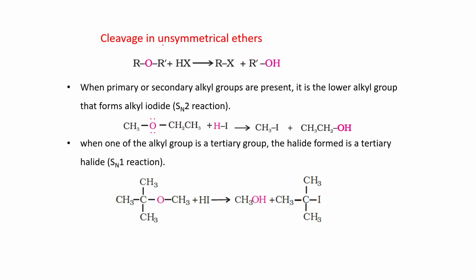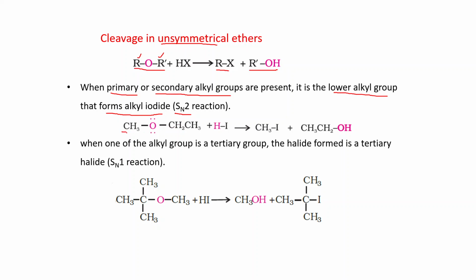Now, if we have an unsymmetrical ether like this, ROR', this R and this R' are different, then this will result in the formation of RX and R'OH. Now, the question arises, which alkyl group will form alkyl halide and which will form alcohol? When primary or secondary alkyl groups are present, it is the lower alkyl group that forms alkyl iodide, because in this case the reaction is carried out by the SN2 mechanism.